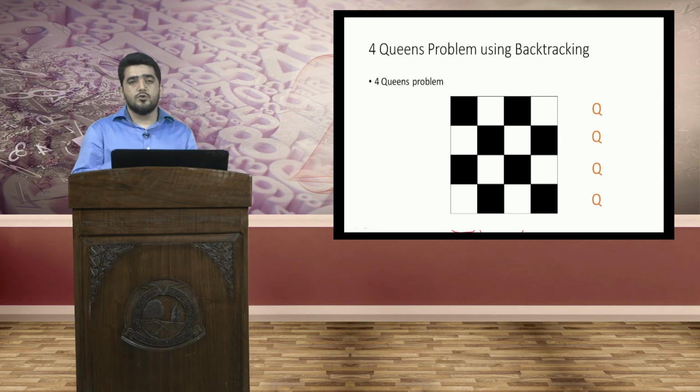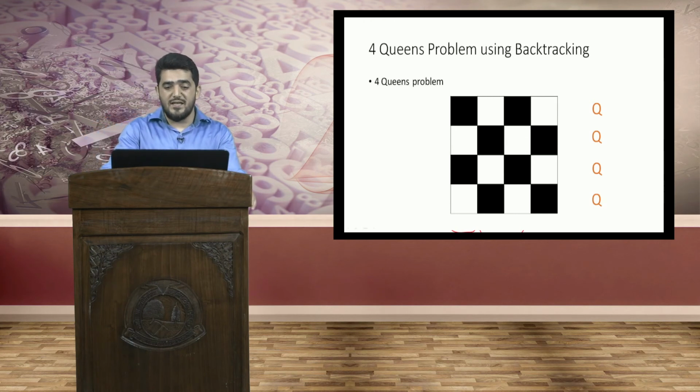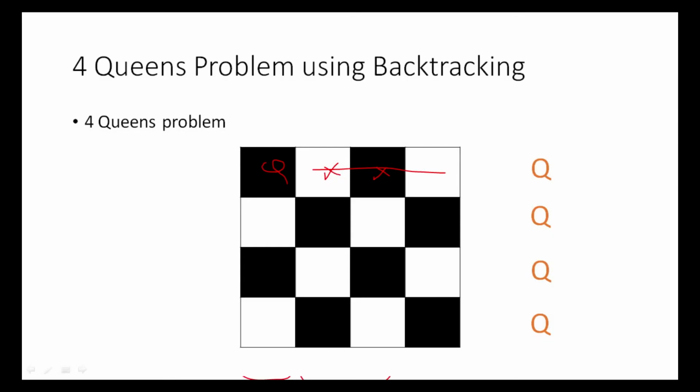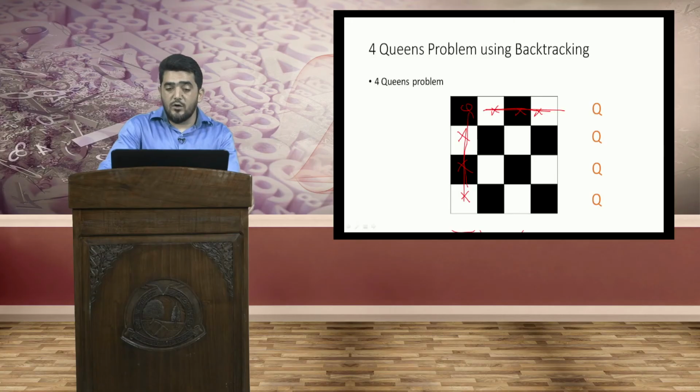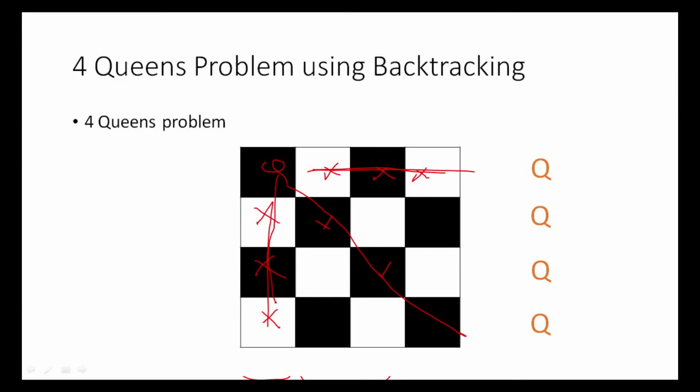So 2 queens can be attacking if they belong to the same row. For example, if you have placed a queen here, you cannot place another queen in any of these boxes here. Similarly, you cannot place another queen in any of these 3 boxes either, because it is a common column. So here it is a common row, so they belong to the same row. So 2 queens cannot belong to the same row, they cannot belong to the same column, and they cannot belong to the same diagonal. So we cannot place another queen here.